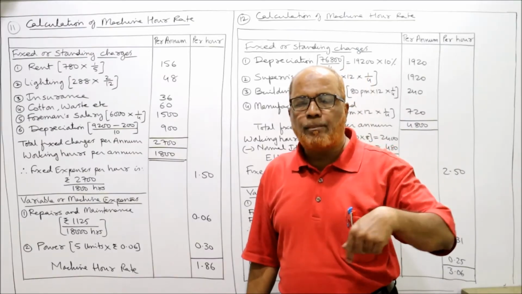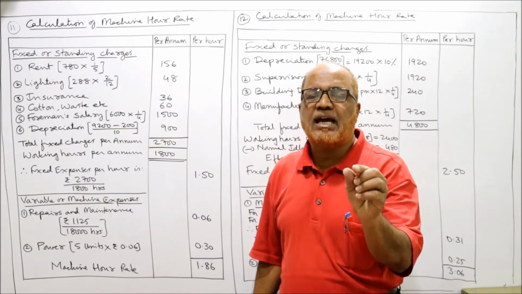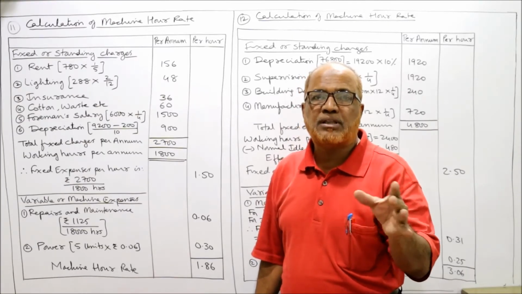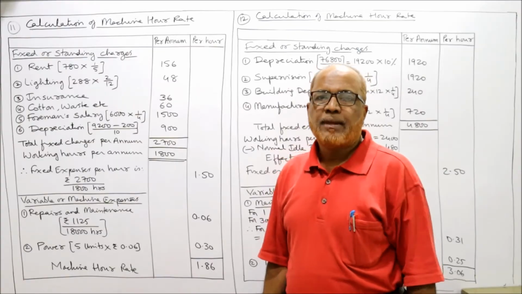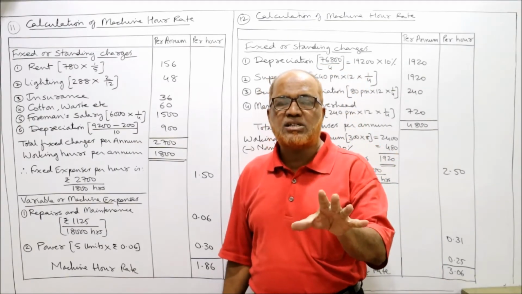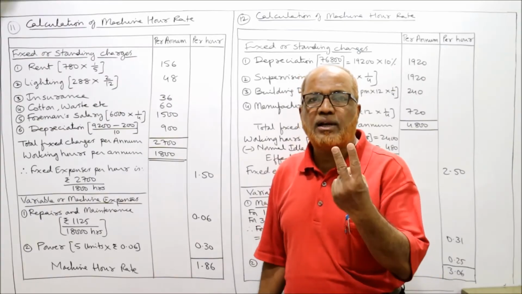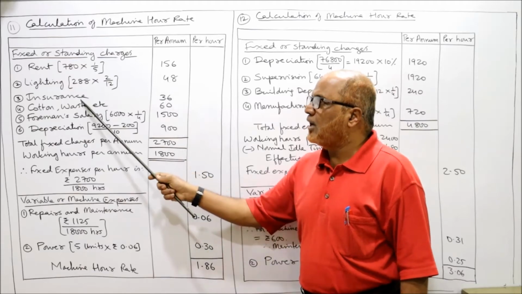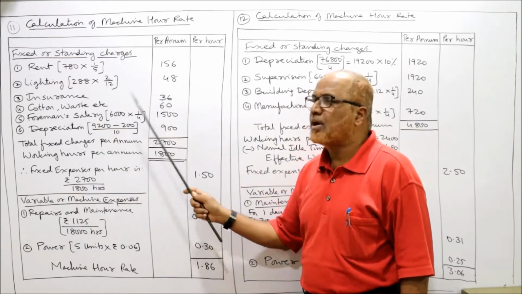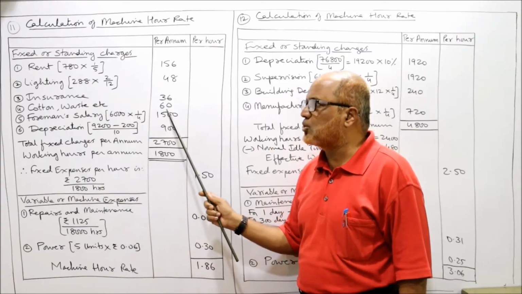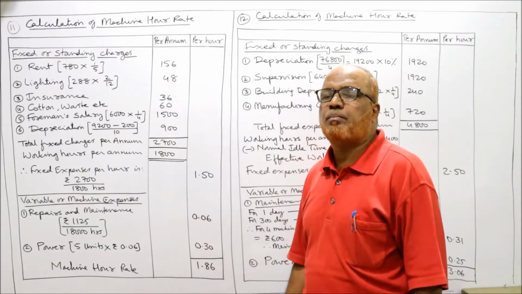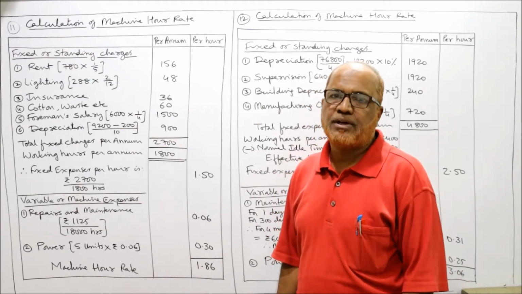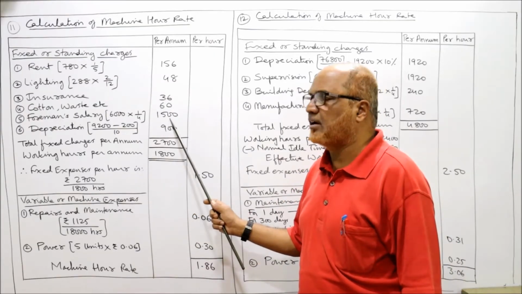Lighting. The lighting of the complete department is 288 rupees per annum. The department consists of 12 light points, but the machine takes only 2 light points. That means the lighting charges for all 12 light points is 288, but the machine takes only 2 lighting points. So 288 into 2 by 12, it comes to 48. Insurance for this machine is 36 per annum. Cotton waste etc. for this machine is 60 rupees. Foreman's salary is paid 6,000 per annum, but the foreman devotes only 1/4 time on this machine. So we take 1/4 of 6,000, 1,500.